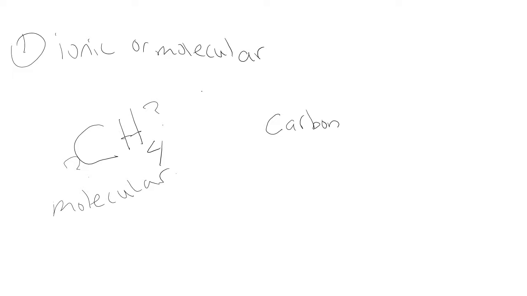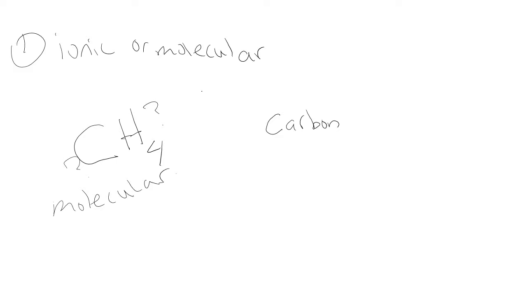So mono is 1, di is 2, tri is 3, and so on and so forth. Tetra is 4, penta is 5, hexa is 6, hepta is 7, octa 8, nona 9, and deca 10. Sorry, I meant to say penta is 5.